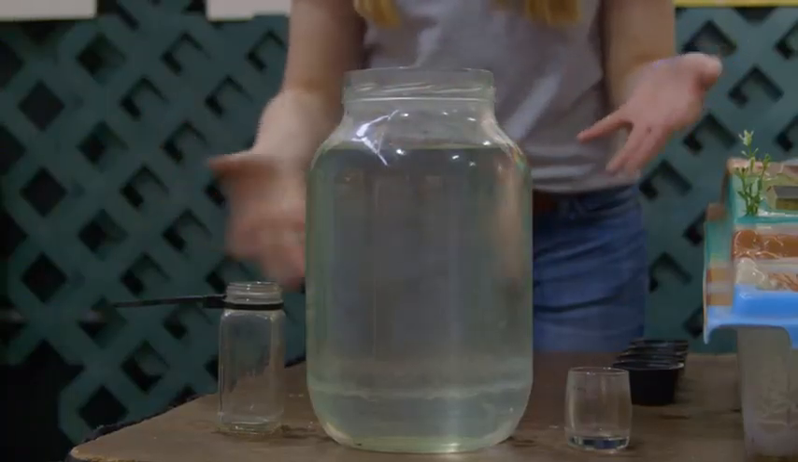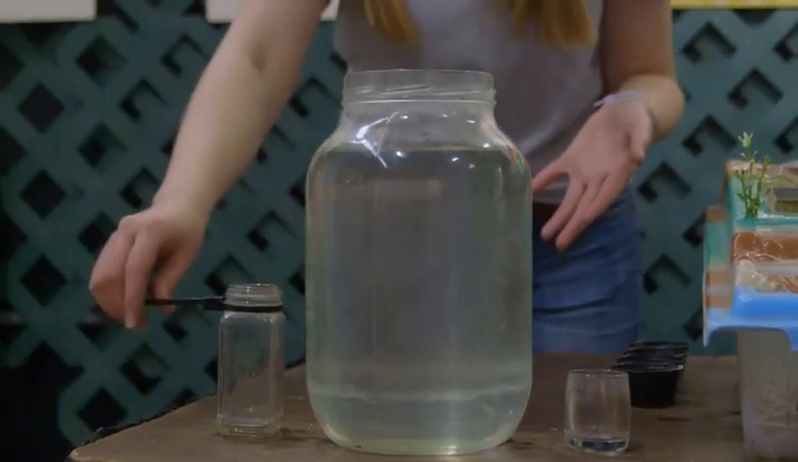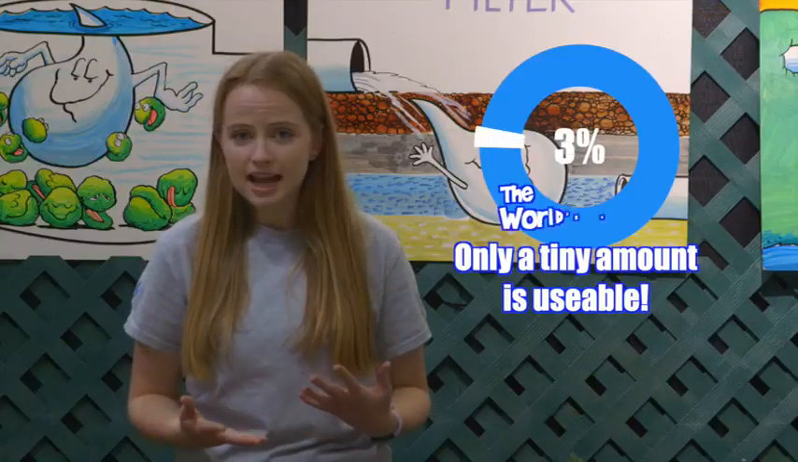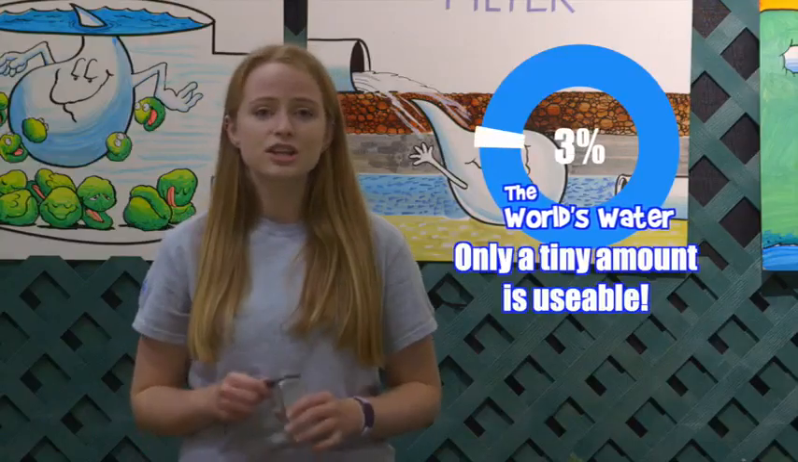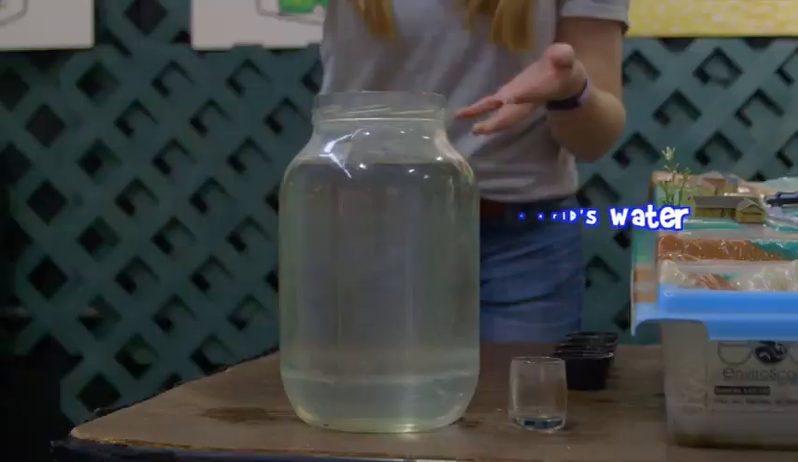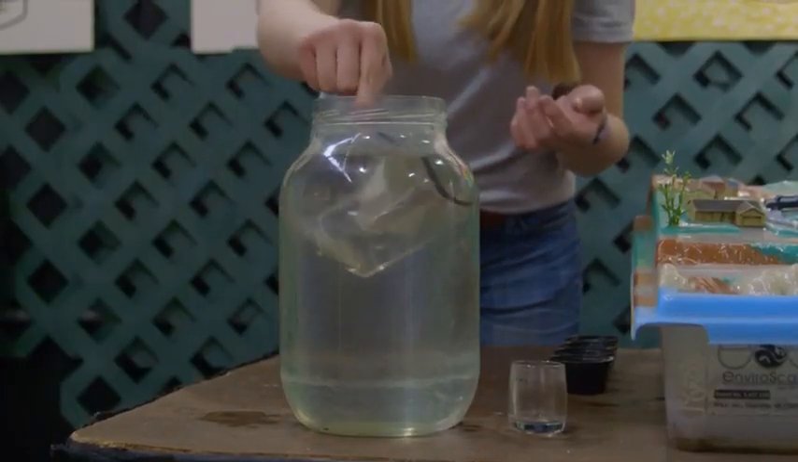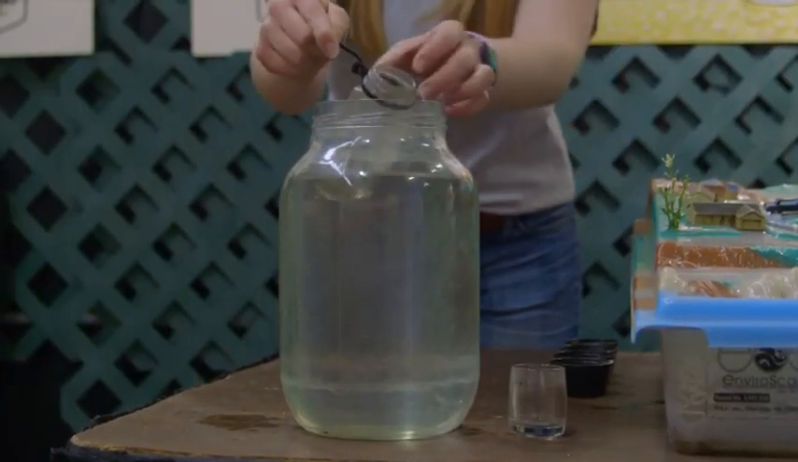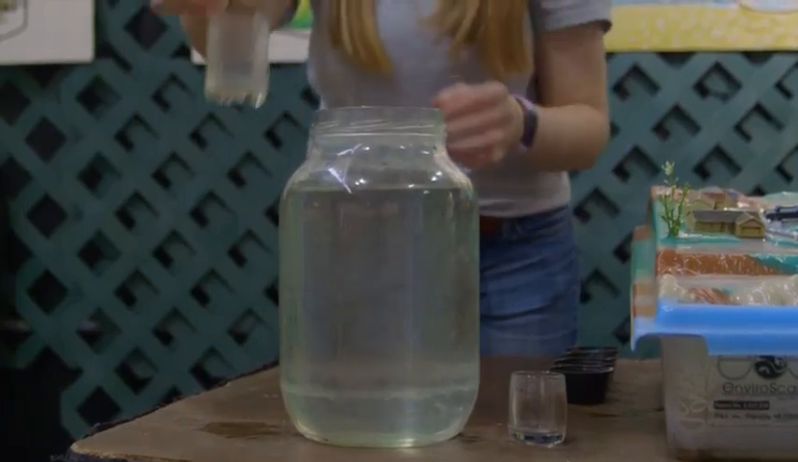This jar here represents all of the water in the entire world. Freshwater, saltwater, ocean water, all of it. But only 3% of the world's water is actually usable fresh water. So if we fill up this jar here, this represents the 3% of the world's water that's usable, drinkable fresh water.